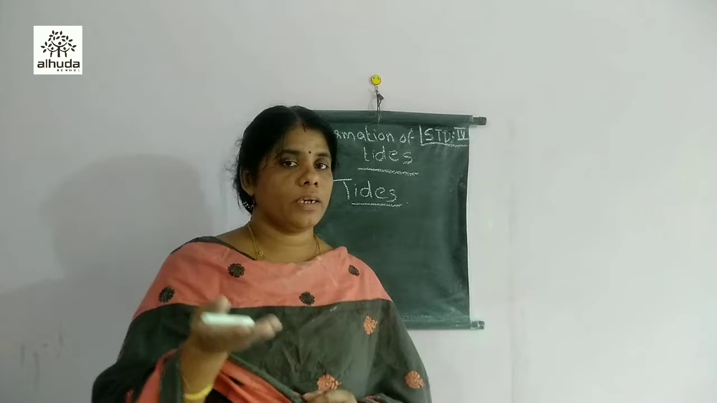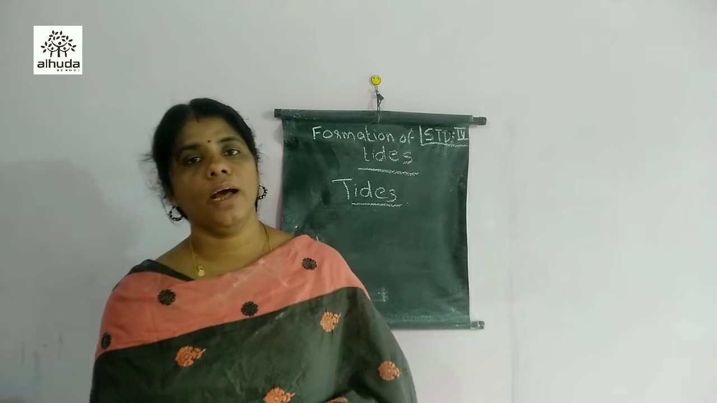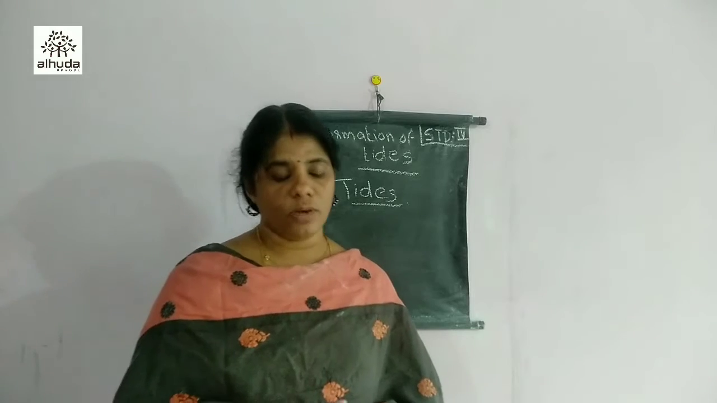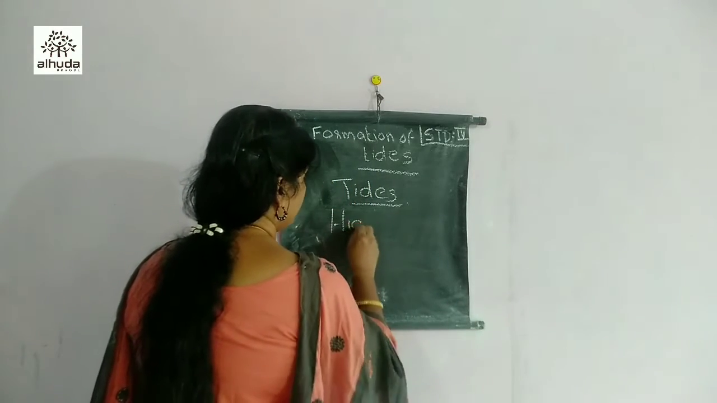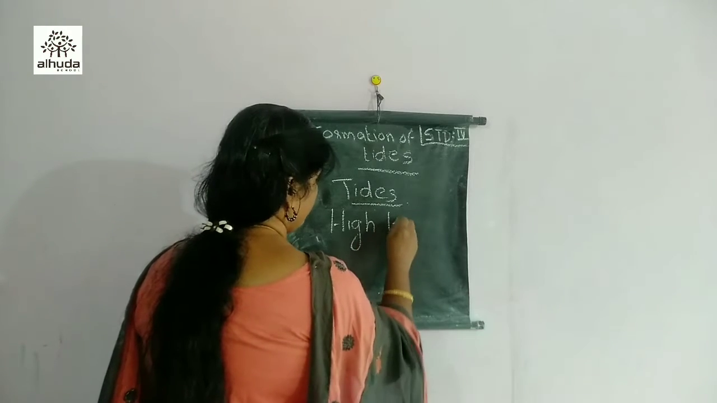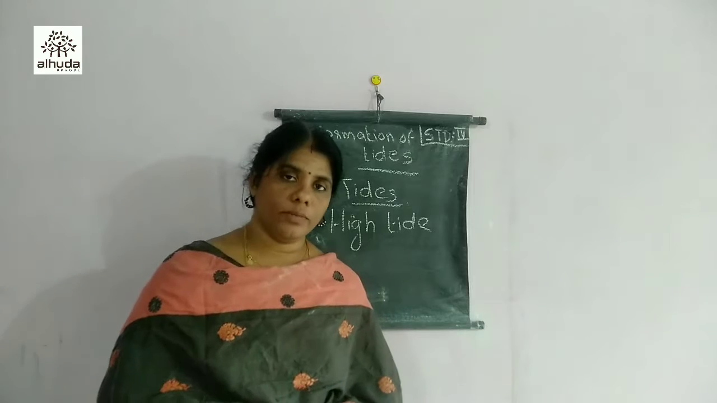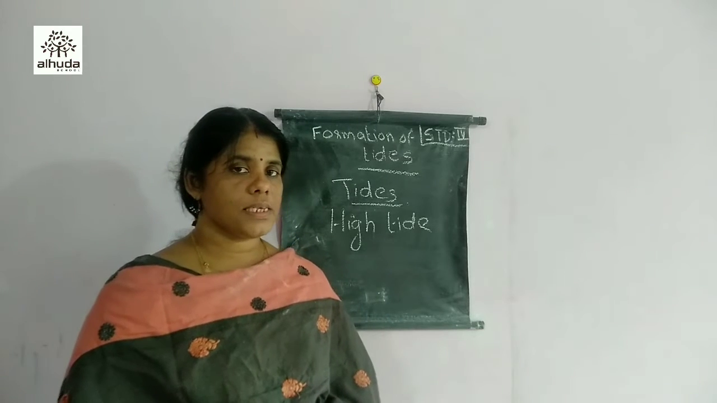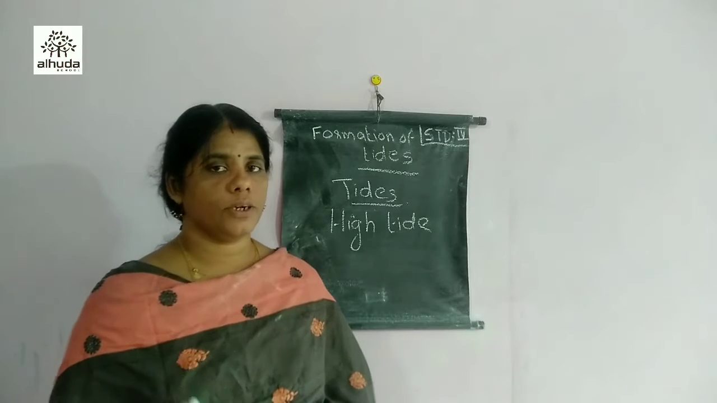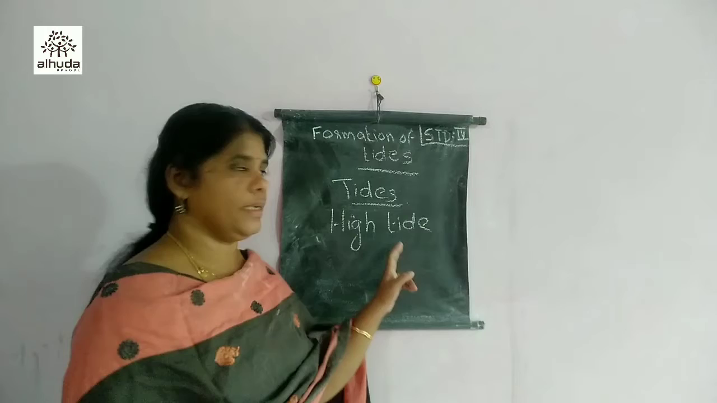When the moon pulls the sea level, the level of the water increases and the water in the oceans and seas comes closer to the land. That we call a high tide. Due to the pulling of the moon, the sea levels increase and come close to the land, and that we call a high tide.